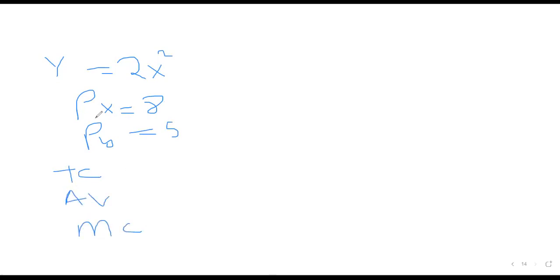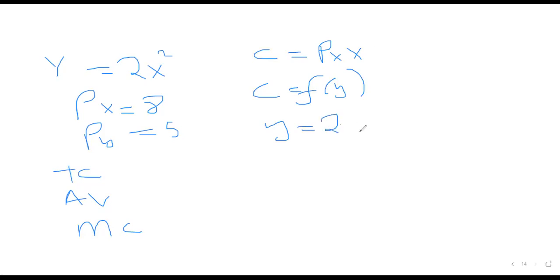So here we've been given the key that this is a production function which relates to cost in terms of Y. Now, what must we be cognizant of? That the cost function is given in terms of px and x. So the cost function here is a function of y, and we've been told that y is 2x squared.